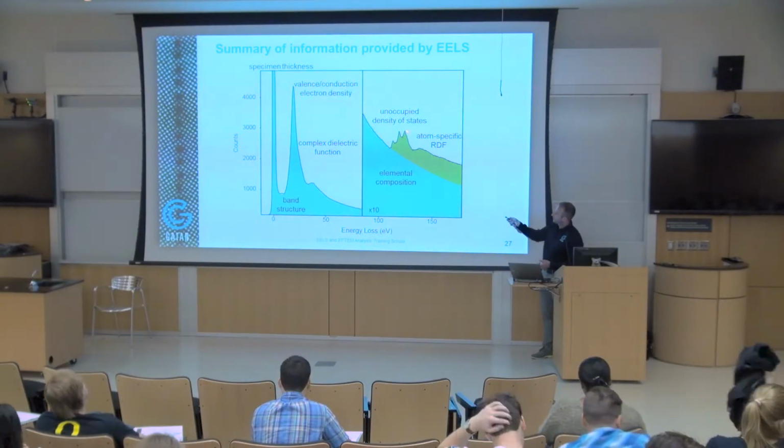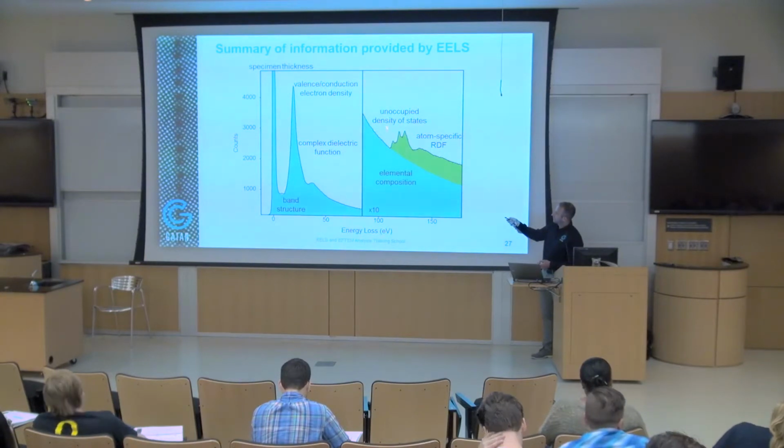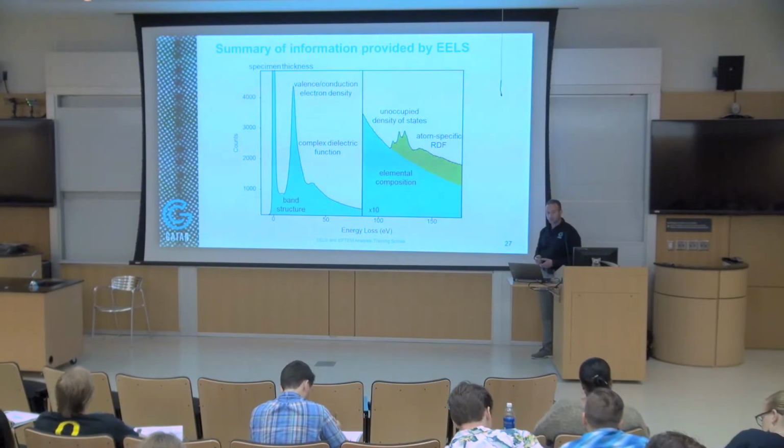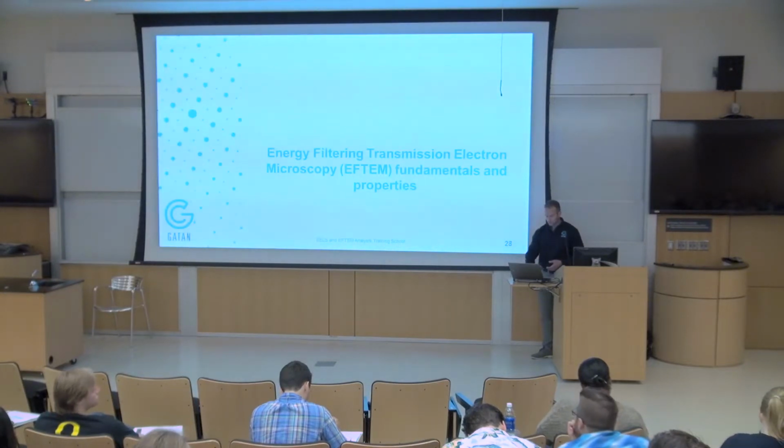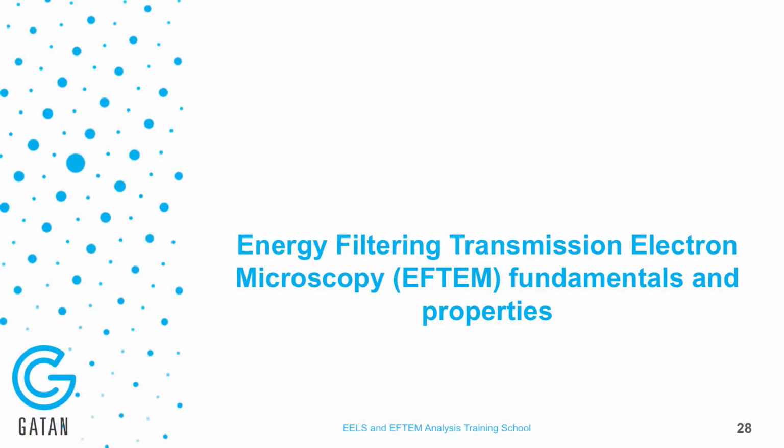And you can also get chemical information. You can get magnetic information from your sample. Depending on the information that you want to extract from your sample, you will be mostly focused on certain regions of the EELS spectrum. Do you have any questions on this?